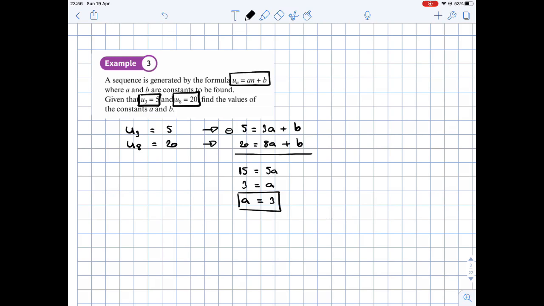Now I can sub this back into one of my equations. I'm going to choose the first one, so I'm going to write 5 is equal to 3 times my a value of 3 plus b. So 5 is equal to 9 plus b, so negative 4 is equal to b, so therefore b is equal to negative 4. And I have my 2 answers.